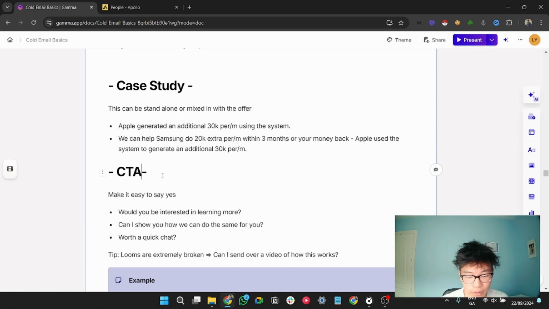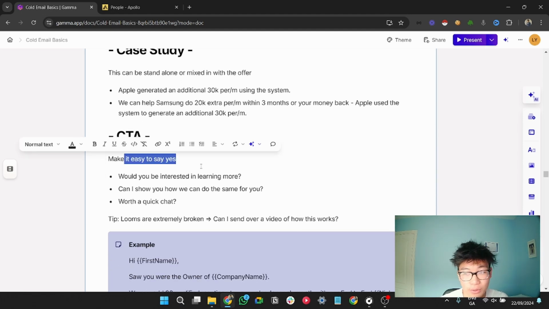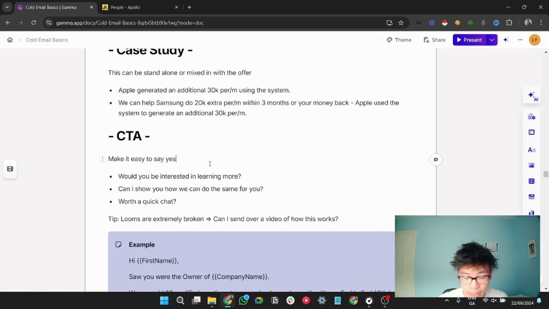So CTA is the next one. Make it easy to say yes. You want them to have a yes/no response. You can't have it be, so where would this work in your business? The reason that doesn't work is because then I have to think. Do you want people to be thinking when they reply? It's like, will this work? Yes. Do you want an extra 30K? Yes. If they say no, it's like not interested. Okay, fine. You don't want an extra 30K. Not my problem.